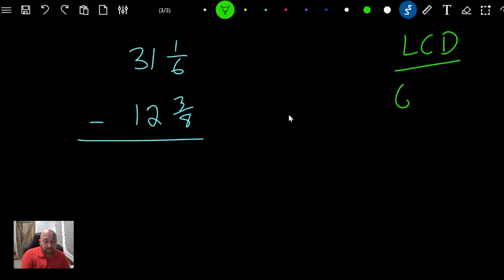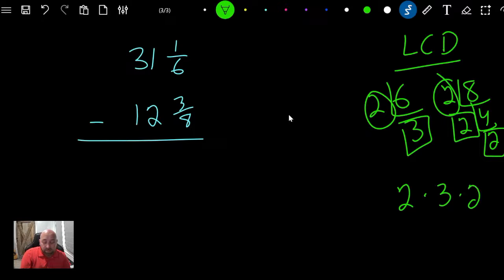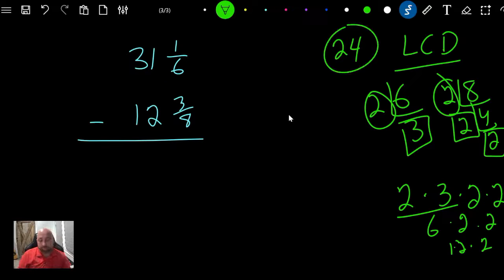So for the LCD, we take 6 and 8 and divide that out. We're going to get 3 and 4. We divide that out again and get 3 and 2. I'm going to have a common pair of 2's, so I'll write that one time, and then I have everything else that's left over. So I have a 3, I have a 2, and I have a 2. So 2 times 3 is 6. 6 times 2 times 2 is 12 times 2. Our LCD is going to be 24.